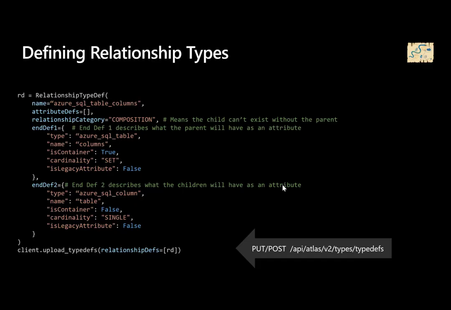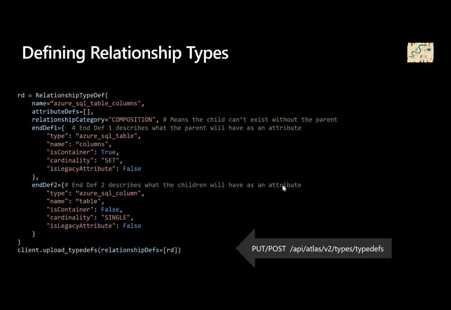End-def2 is all about the child. Again, we have a type. We say what is the type that is allowed for these children, and that is in our case Azure SQL column. The next we have what is the name of the relationship attribute on those SQL columns, and then we have the is container set to false.